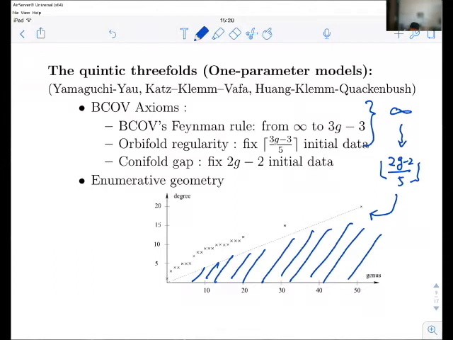So this means we know for each genus, we know that there will be a degree bound. So maybe I should say something like this.